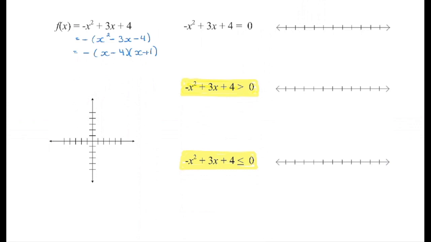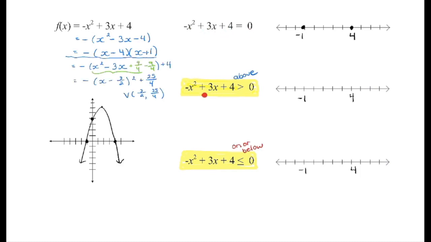I'm then going to factor it. I can see that I'm going to have an x-intercept at -1 and at +4. Those are the roots of the parabola, so we can also go ahead and sketch that graph here. I know that when x is -1 or when x is +4, this quadratic will equal 0. What values for x will give me a y value greater than 0? So essentially, where does that parabola lie above the x-axis?